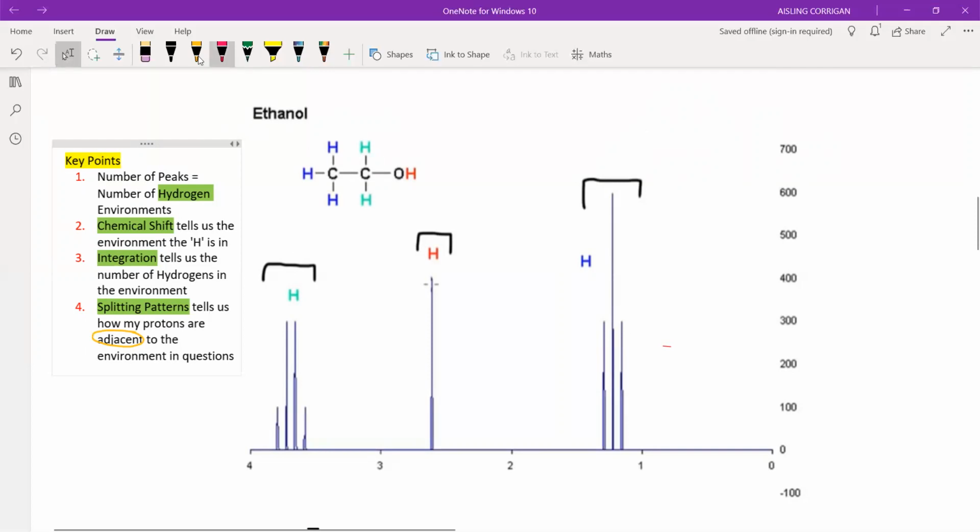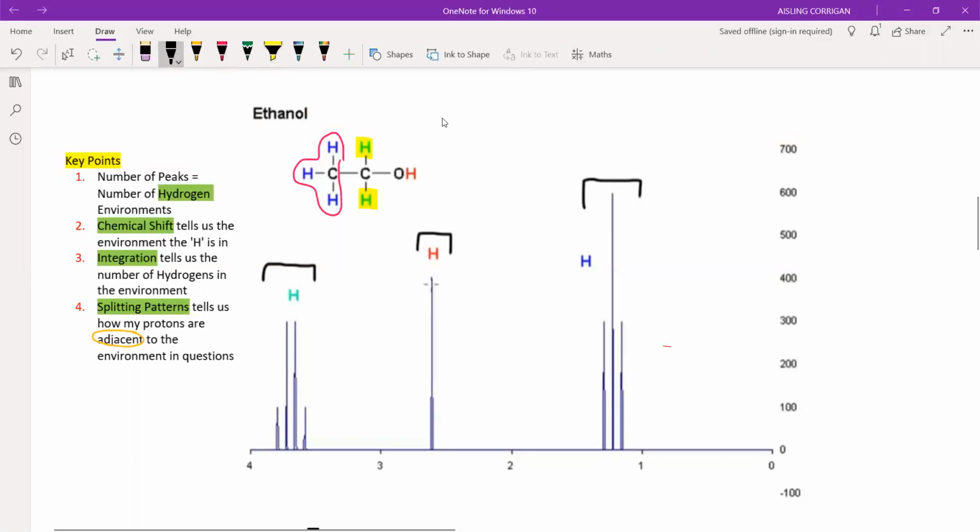So if I just circle it here, do it in pink. So this environment, we look at the splitting pattern here. And the splitting pattern is what tells us what's adjacent to it. So what's adjacent to this is this CH2. And how many hydrogens or protons are adjacent? 1, 2. But when I look at the actual splitting pattern, there's 3 sort of mini peaks or little splitting patterns. There's 3 of them, yet there's 2 protons. So what does that mean?